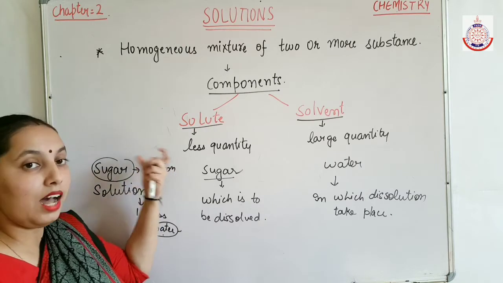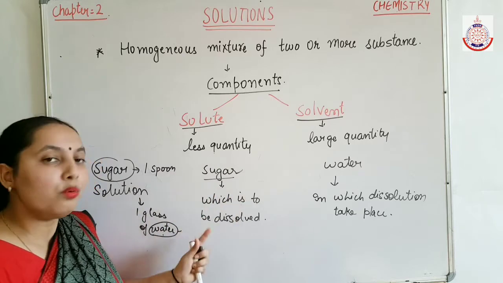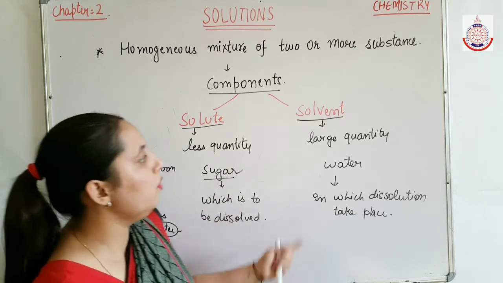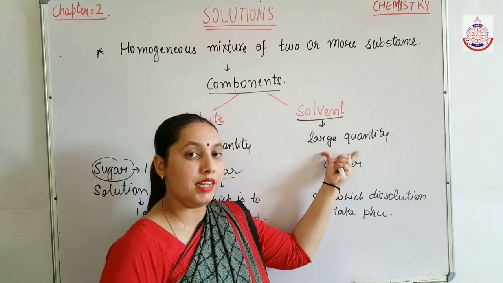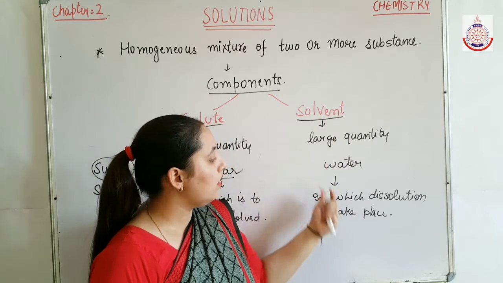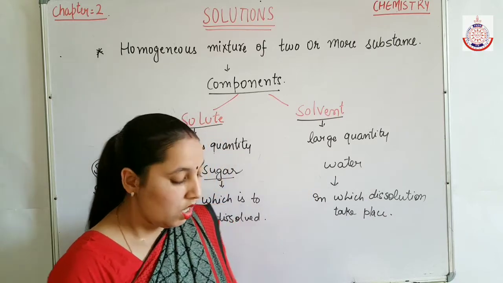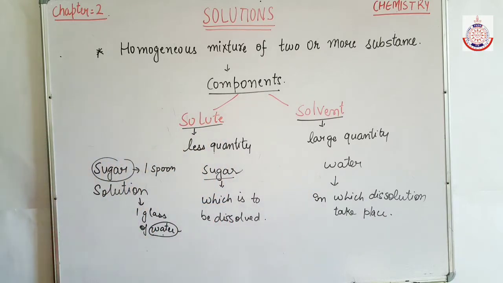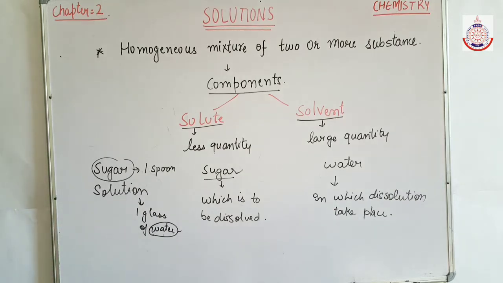So what is solute? The substance which is present in lesser quantity, or which is to be dissolved, is known as solute. And what is solvent? The substance which is present in a large quantity in a solution, and in which the dissolution takes place, is known as solvent. We'll study more about solutions, what the different kinds of solution are, and what the different examples of solution are. So let's discuss all those points.